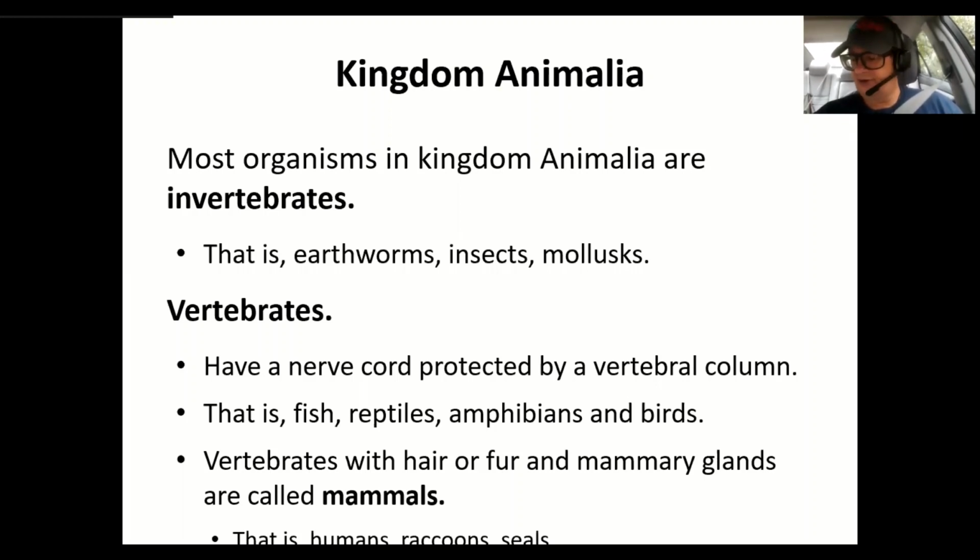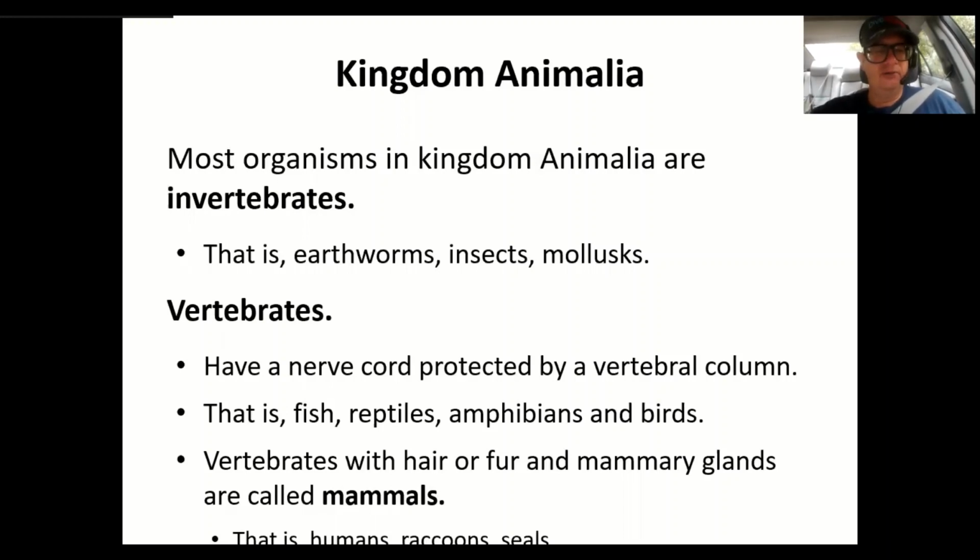most animals are invertebrates. They don't have a nucleus. Sorry, they don't have a backbone. So an invertebrate is a thing without a backbone. You, me, we are vertebrates. And so we have a backbone, a vertebral column. And our nerves run through that. Our nerve cord, our spinal cord runs through the vertebral column, which protects it.